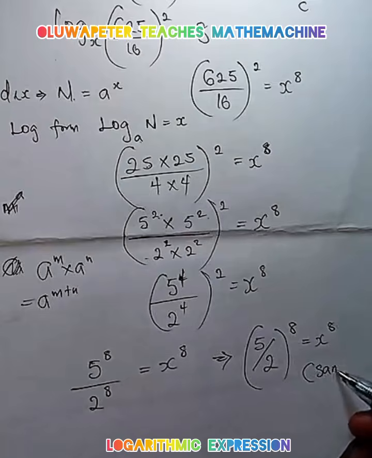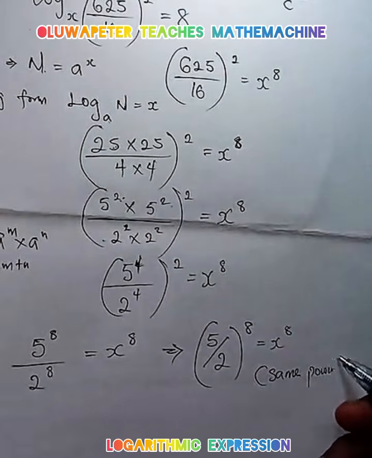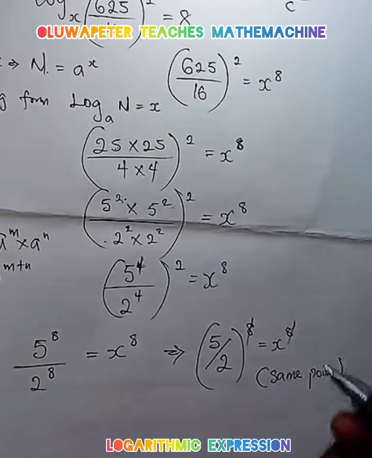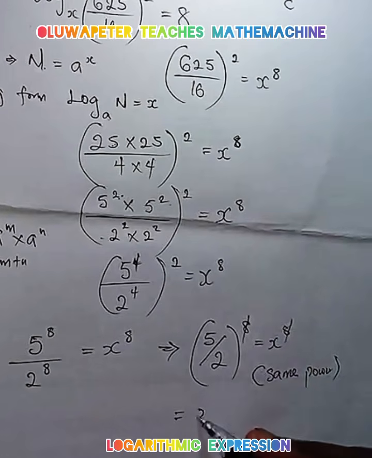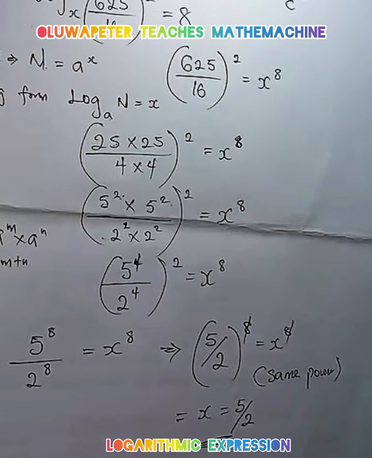So now, including the law of same power, it says once we have the same thing at the top, 8 raised to power 8 raised to power 8, they can cancel. So if these both cancel now, we're having left of what? x is equal to 5 over 2, and that's our final answer for this one.